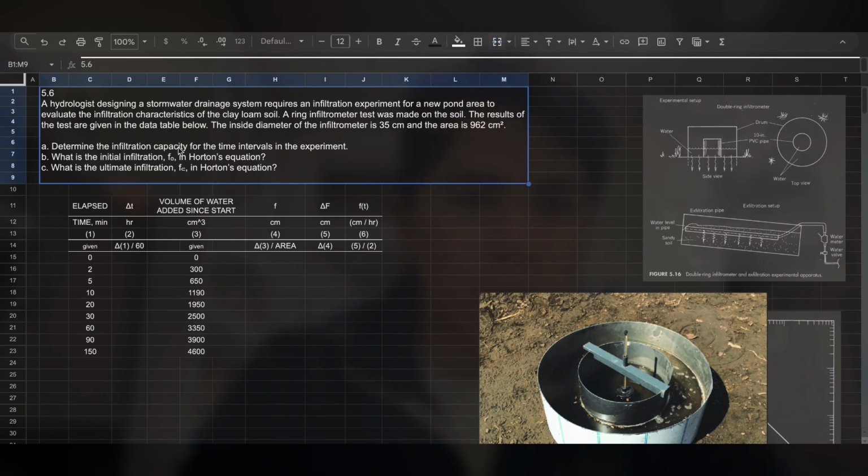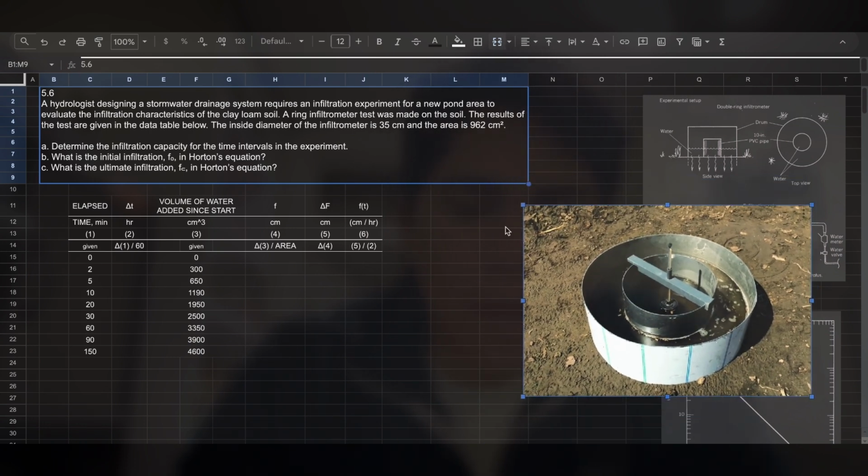They ask us to determine the infiltration capacity for the time intervals, find the initial infiltration rate, and the ultimate or final infiltration rate, using Horton's equation. Let me start by explaining what's going on here.